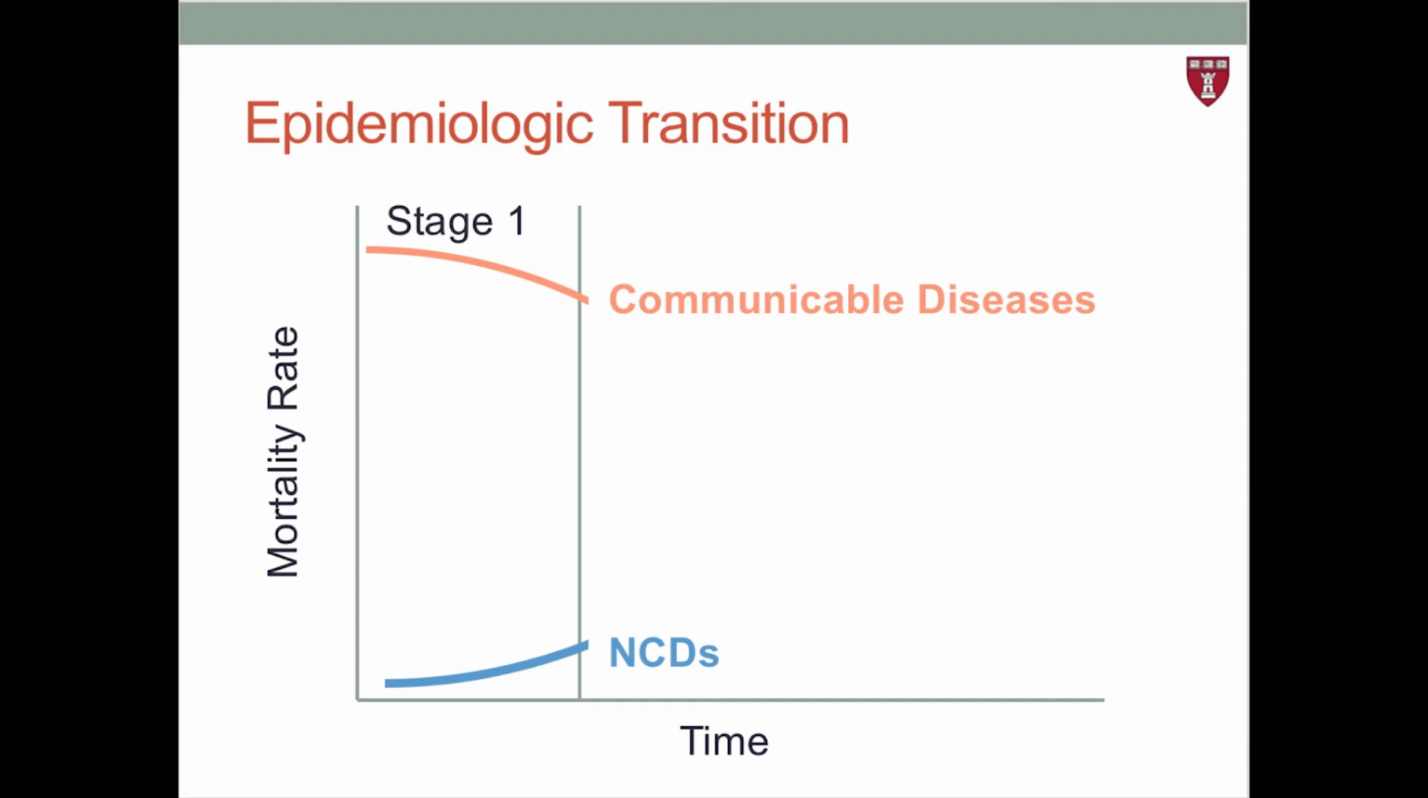So in stage 1, the mortality rate's much higher due to communicable diseases, and we see it much lower for non-communicable. So malnutrition and infections are high. In general, at this stage, life expectancy is low, and NCDs are more rare because people aren't living long enough to develop chronic conditions, and they're not exposed to the kinds of risk factors for non-communicable diseases. So we're still seeing risk factors like lack of clean water, for example, that lead to diarrheal disease in stage 1.